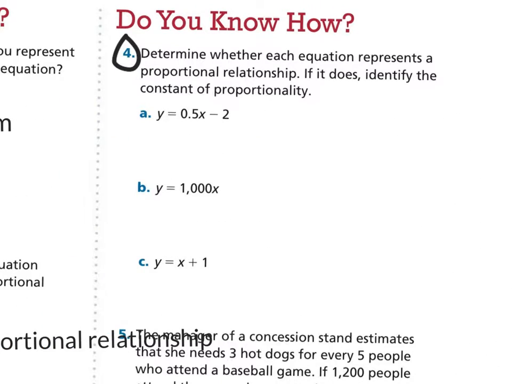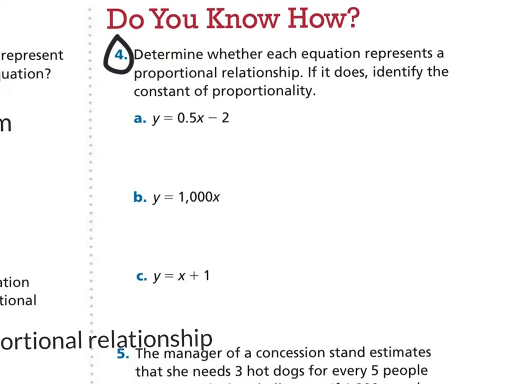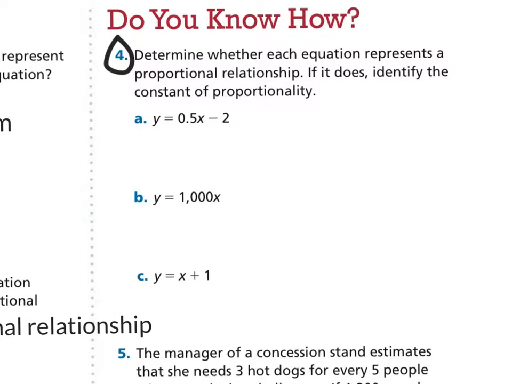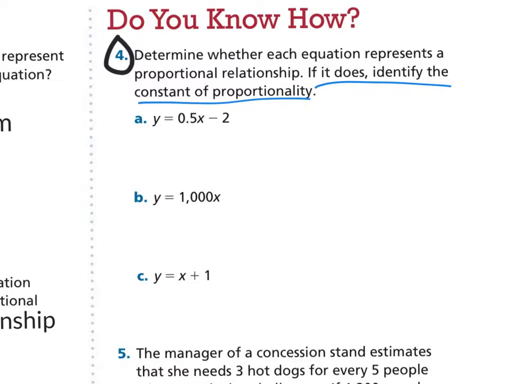Look at number 4. Same idea. They want us to tell if these are proportional or not, and then if it is proportional, they want us to identify what the constant of proportionality is. So you can see on A, they're subtracting 2 here, so we could say no. And again, we could highlight that they're subtracting 2, being kind of a reasoning there.